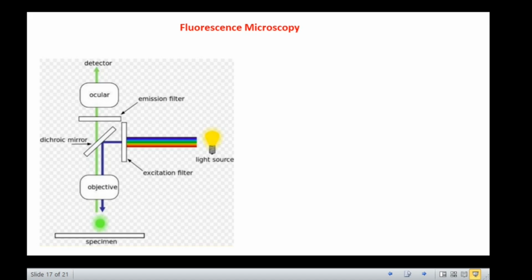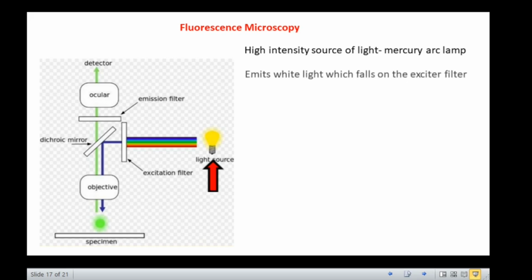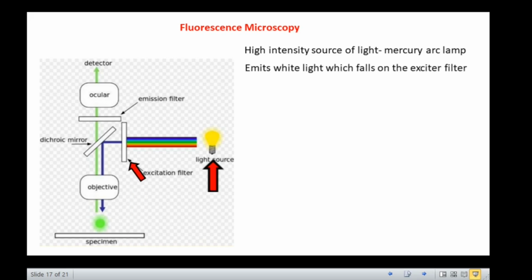As you can see in the figure, a high intensity source of light is used because only a small part of the incident energy is converted into fluorescent light. It might be a mercury or xenon arc lamp. It emits white light which falls on the exciter filter.